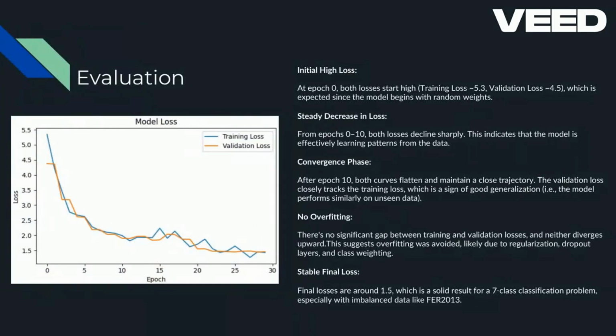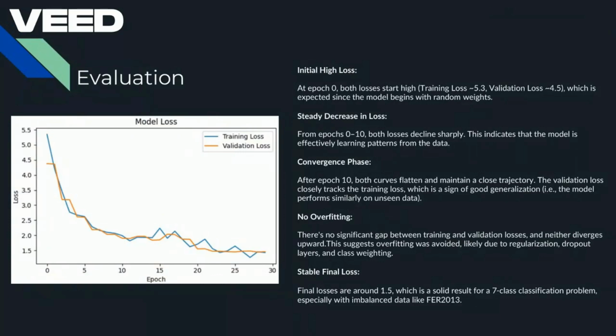Hi everyone, my name is Faris and I'll be taking over to continue on the evaluation aspect of our project. For this slide, from the diagram here, we can see the model's learning progress through its loss curves. Initially, both training and validation losses start high as expected. However, from epoch 0 to 10, there's a sharp decline indicating effective learning. Crucially, after epoch 10, the curves flatten and track each other closely. This close tracking with no significant divergence shows good generalization and that we've successfully avoided overfitting.